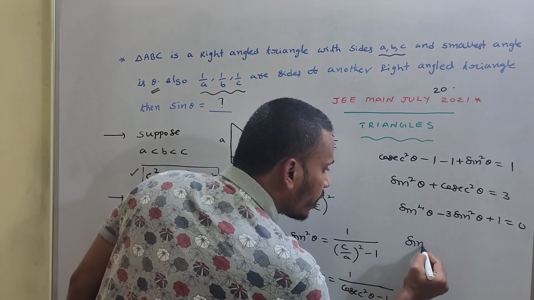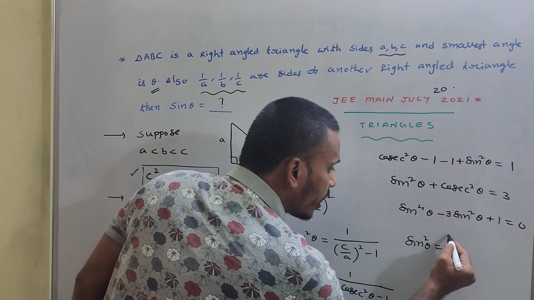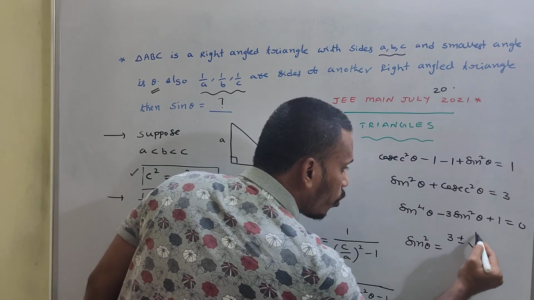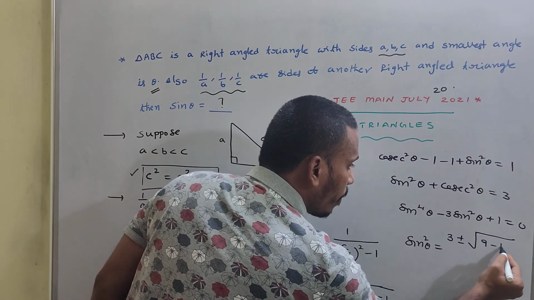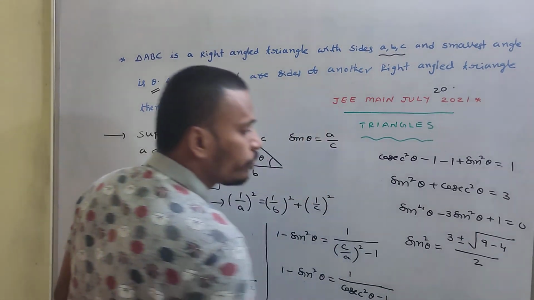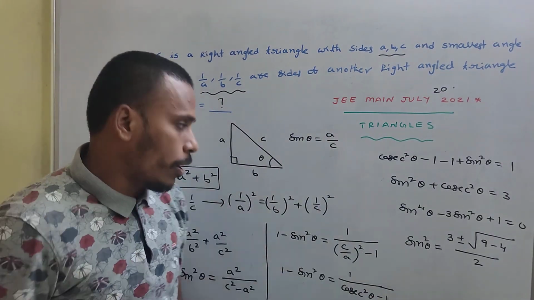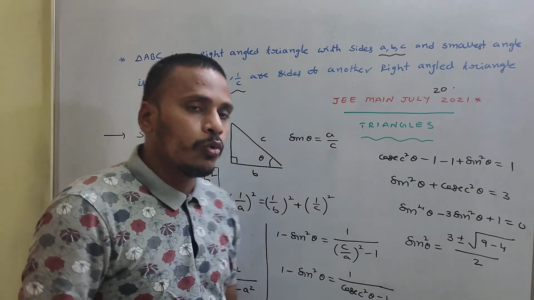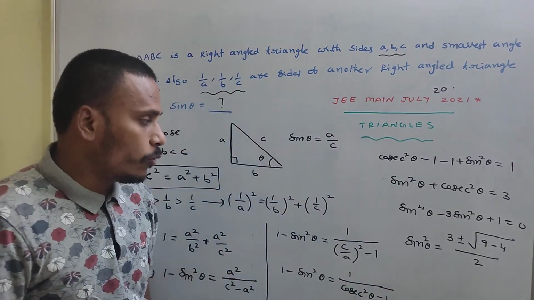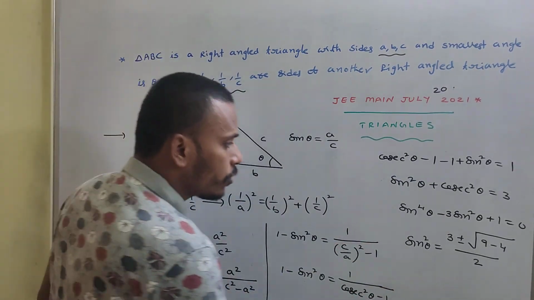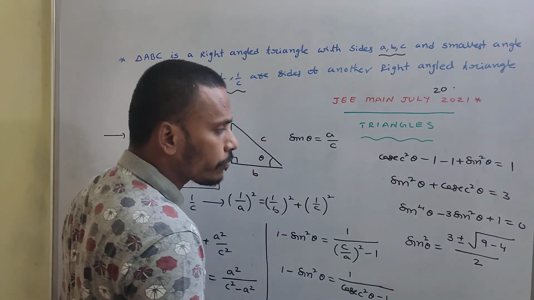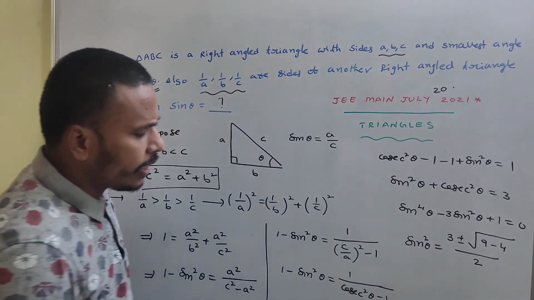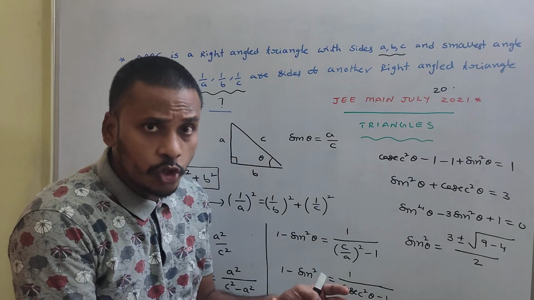What is sine square theta? Minus of minus 3, that means 3 plus or minus square root of b square, which is 9, minus 4ac, all by 2. I am just utilizing the quadratic formula. Root of 9 minus 4 is root 5. So 3 plus root 5 by 2 and 3 minus root 5 by 2. Sine square theta is positive, so which sign do we need to go with? Sine square theta is surely in between 0 and 1.